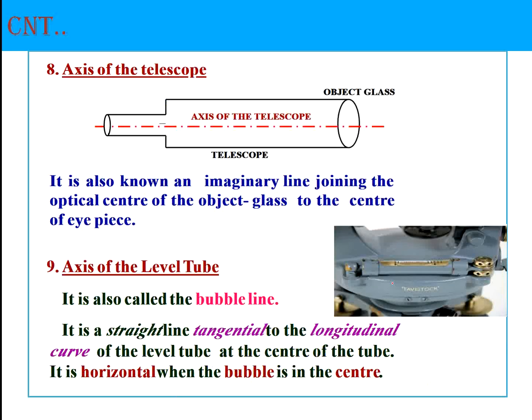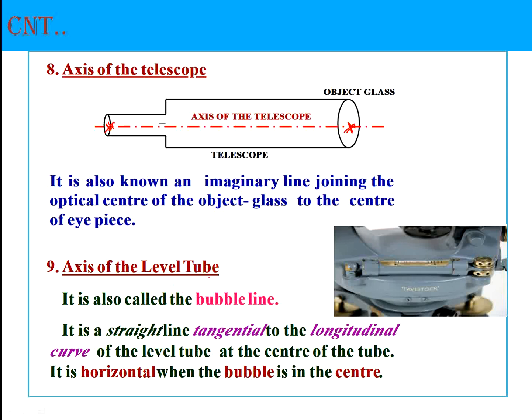Now, what is the axis of the telescope? Similar to the line of sight, this axis of the telescope is also an imaginary line, but it will be connecting the optical center of the object glass to the center of the eyepiece. So, it will be connecting the center of the object glass and eyepiece. That imaginary line is known as the axis of the telescope.